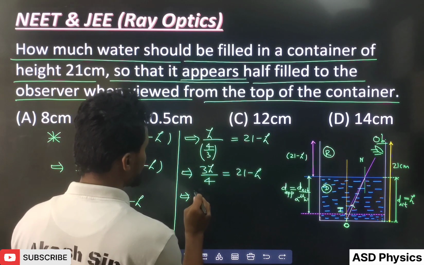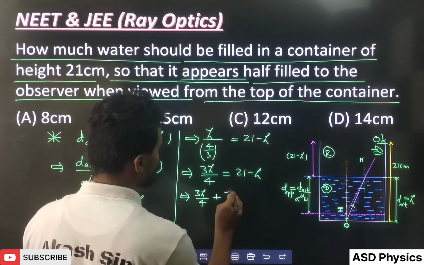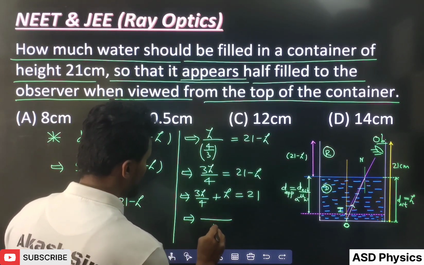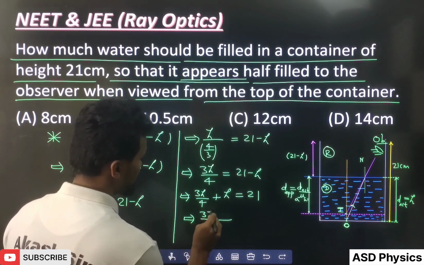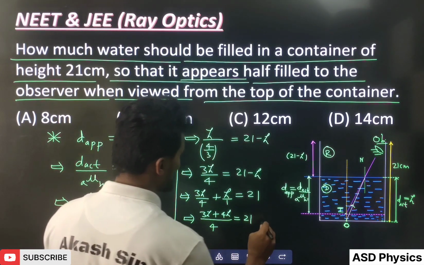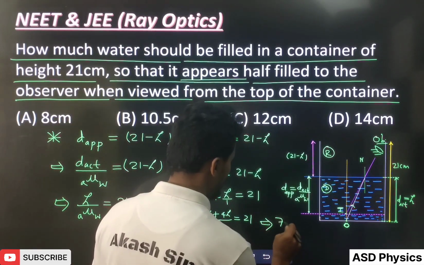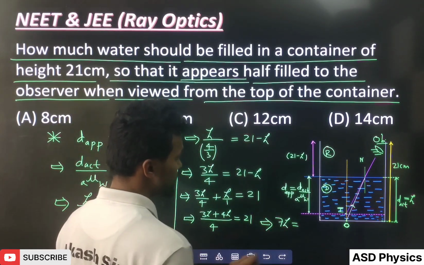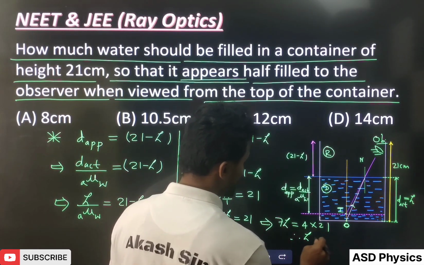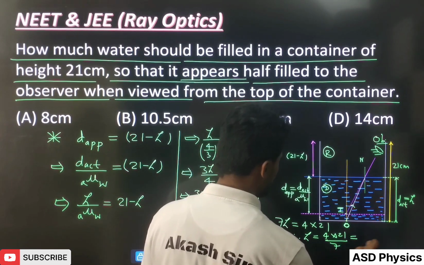Now h will come this side, so I can write here, kindly see here, 3h by 4 plus h is equal to 21, is it? Now if I take 4 as LCM, it will become 3h plus 4h is equal to 21. Now after that it will become 3h plus 4h, how much here? 7h. So 7h is equal to 4 will come this side, so it will come here 4 into 21. Now we can very easily calculate h. The value of h will be 4 into 21 by 7.